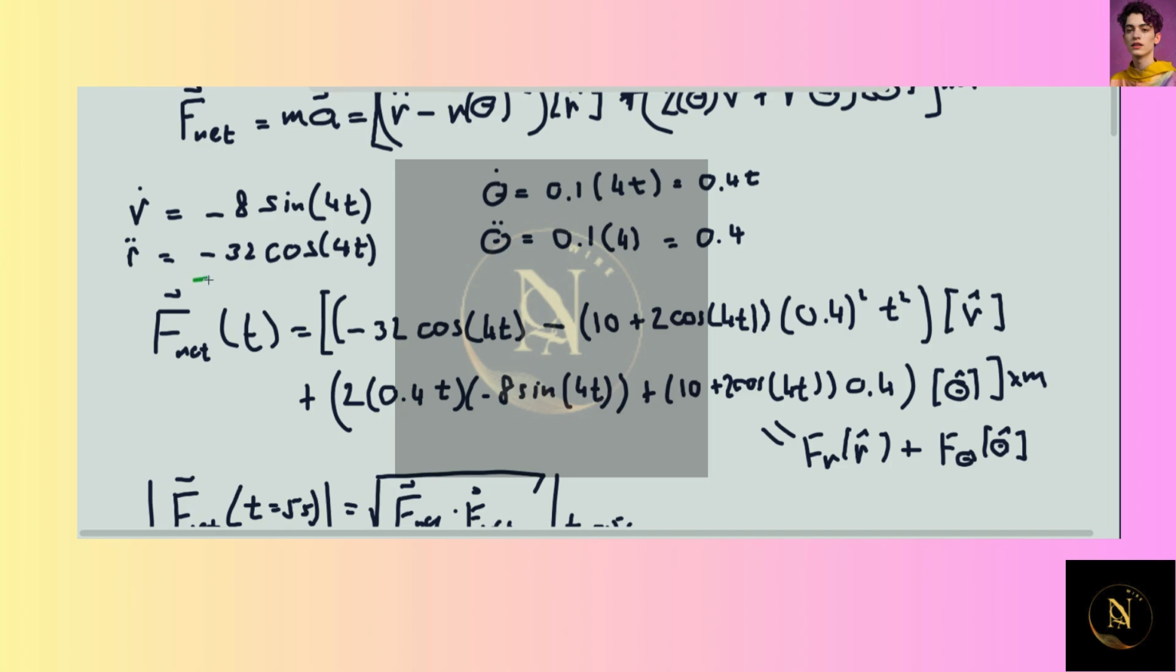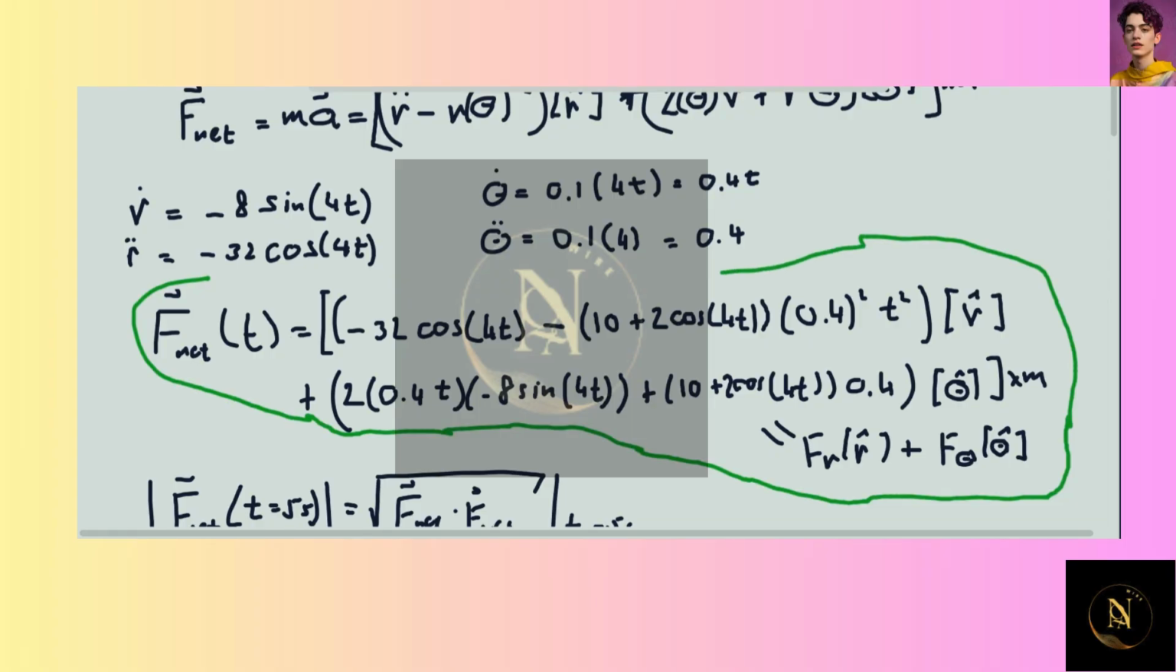It's minus 32 cosine 4t minus, in brackets, 10 plus 2 times cosine 4t times 0.4 squared times t squared. That's the radial component of the force, Fr. And the theta component, F theta, is 2 times 0.4 times t times minus 8 times sine of 4t, plus 10 plus 2 times cosine 4t times 0.4, and everything times the mass of the object.